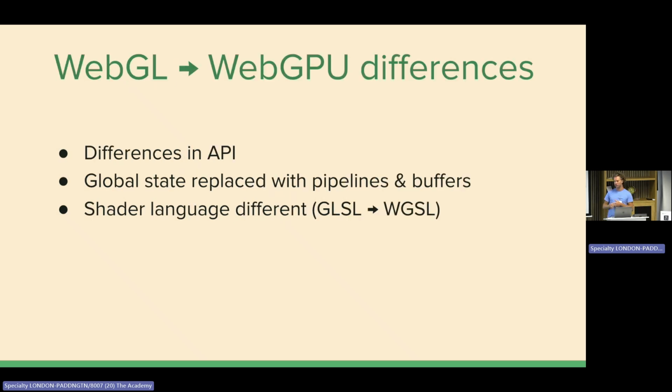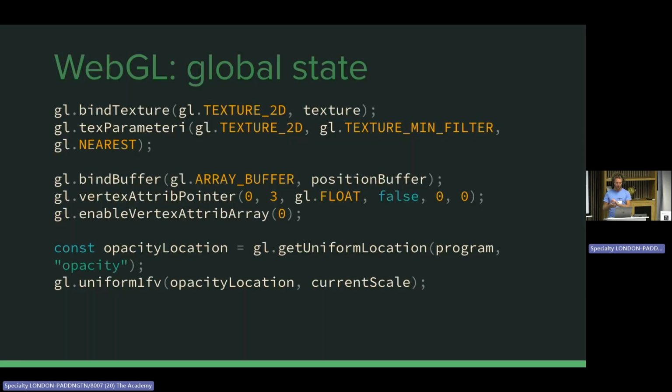The biggest differences are that obviously the API has different ways of writing things. In WebGPU, we're often using strings, whereas in WebGL2, we're using constants. In terms of the entire programming model, this idea of global state has been replaced by pipelines and buffers. And of course, the shader language is different.